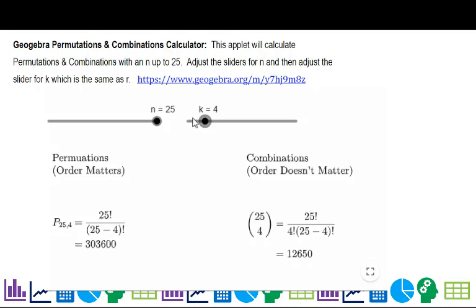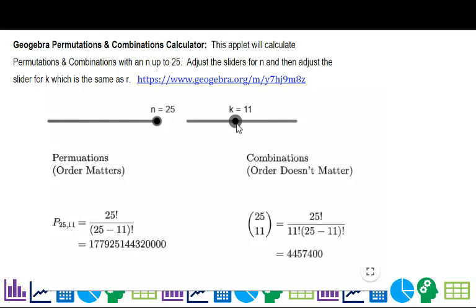So combinations starts low and then peaks out towards the middle, right? And you can see 12 and 13 work the same way. Why? It didn't change for 12 and 13 because I can either pick 12 things to keep or 12 things not to keep, and it works out the same way. Isn't that cool? So again, if you are looking for another source to calculate combinations and permutations and you don't have a calculator handy, as long as n is less than 25, this little applet will do it for you.